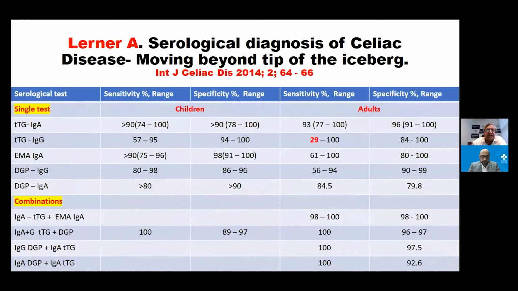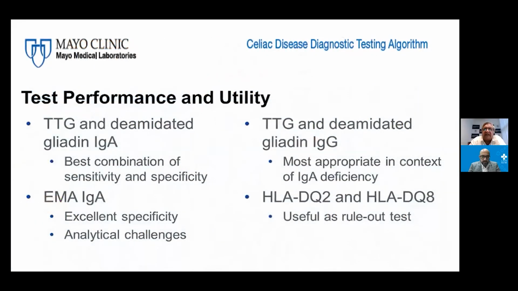In children, it's been suggested that instead of using one antibody, a combination will give you good sensitivity and specificity. Mayo Clinic indicates that we should always consider TTG, deamidated gliadin, IgA. This is the best combination of sensitivity and specificity. EMA IgA gives excellent specificity, but there are analytical challenges, as I have been indicating. TTG and deamidated gliadin IgG is most appropriate in the context of IgA deficiency, and HLA-DQ2 and HLA-DQ8 are useful to rule out celiac disease, because their presence would only strengthen the diagnosis, but their absence would rule out that a person can have celiac disease.